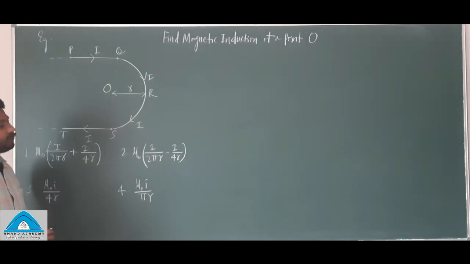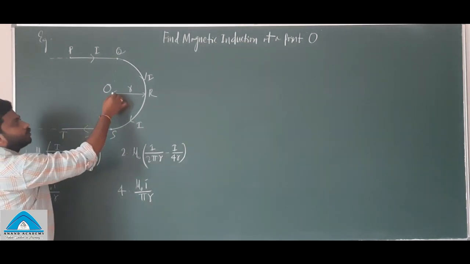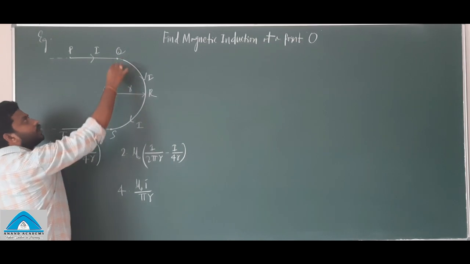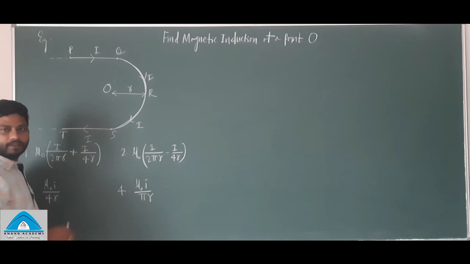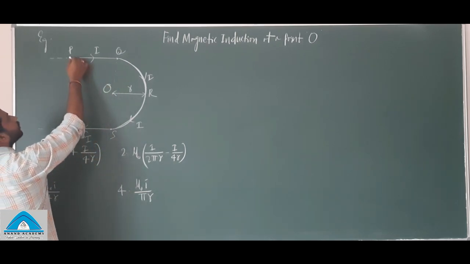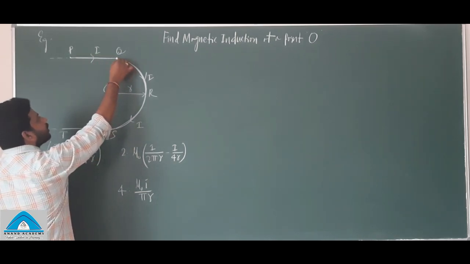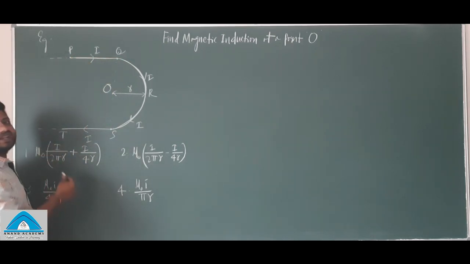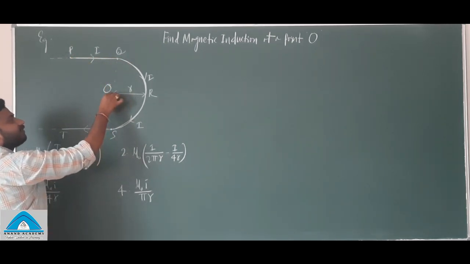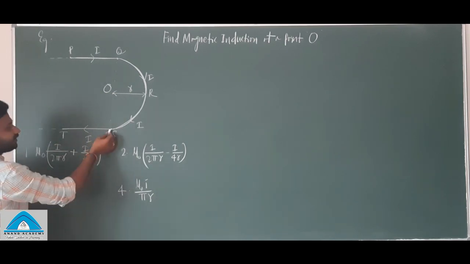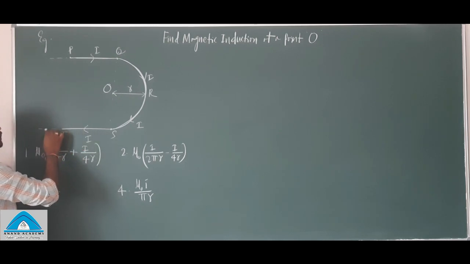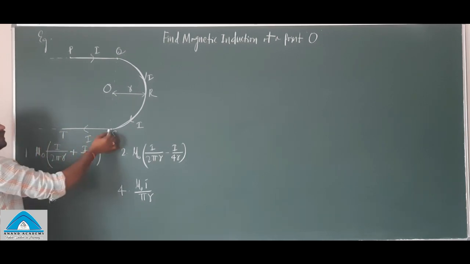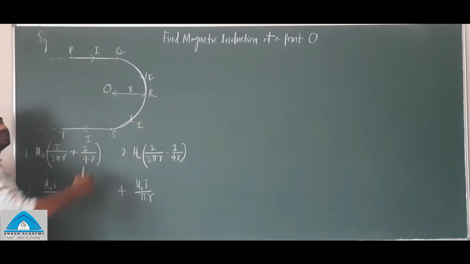Okay. Now, where is the point? This is the point O. At this point, due to this arc, you can find the magnetic field. Due to the straight current carrying wire with one end at infinite length, you can find the magnetic field here, due to this straight long wire. One end is infinite, the other end is fixed.